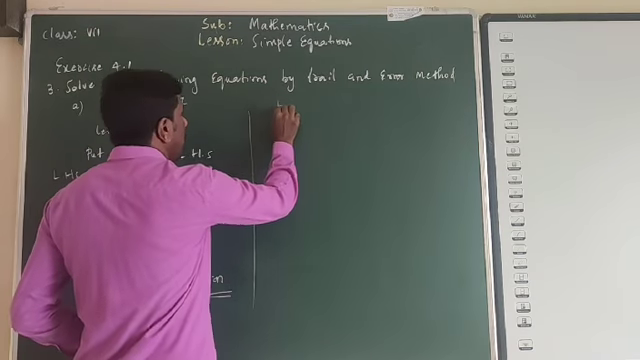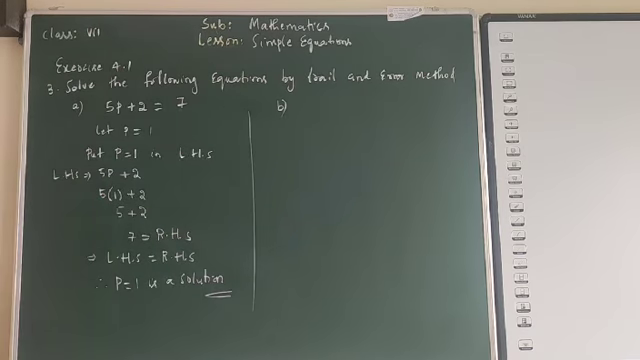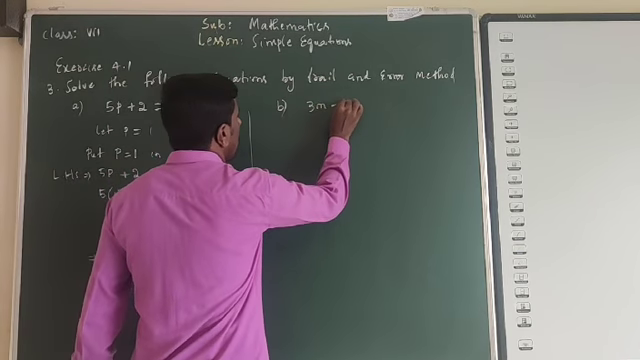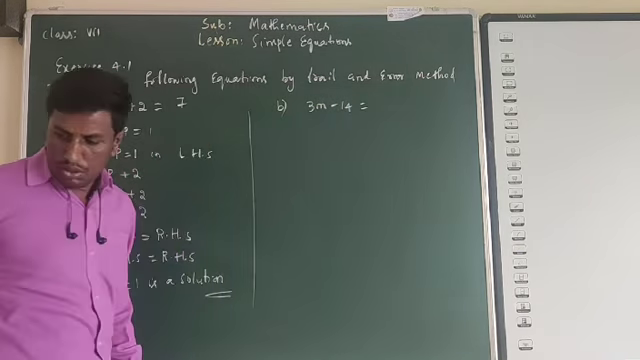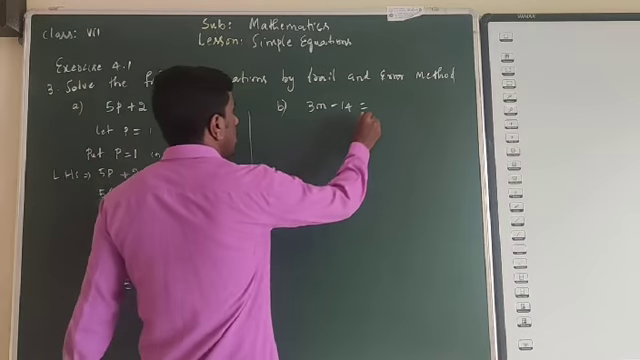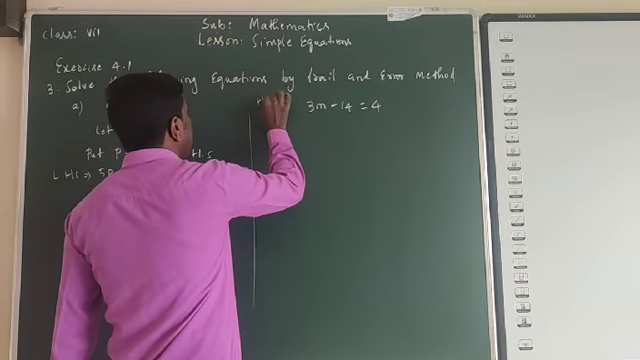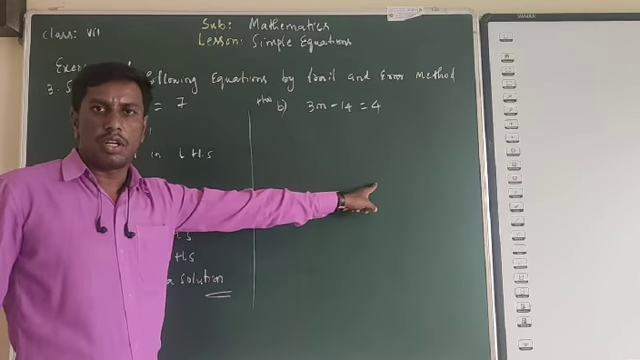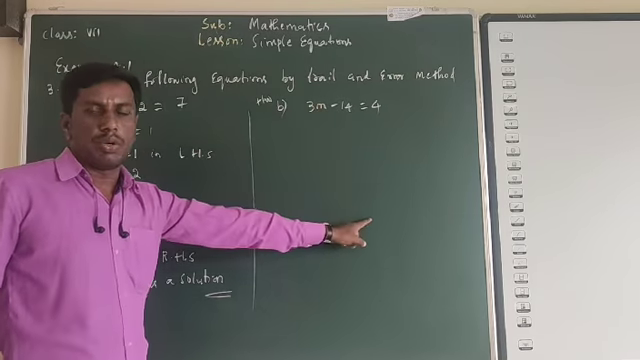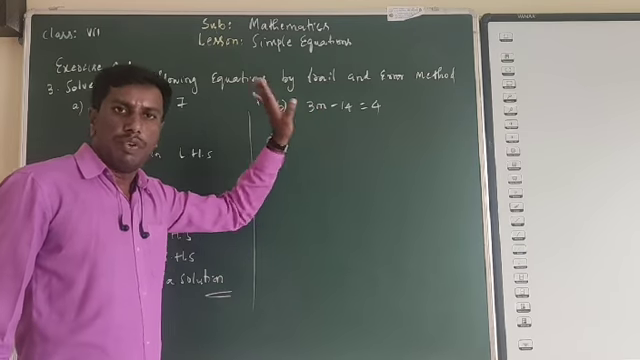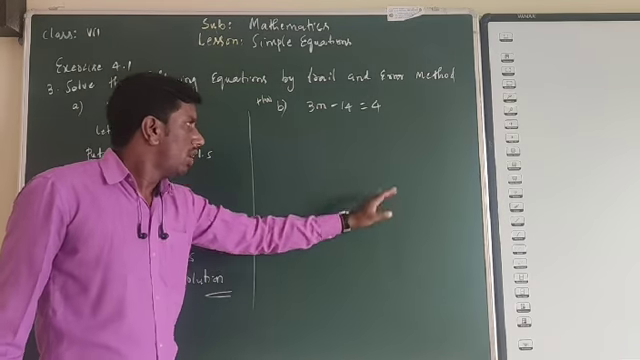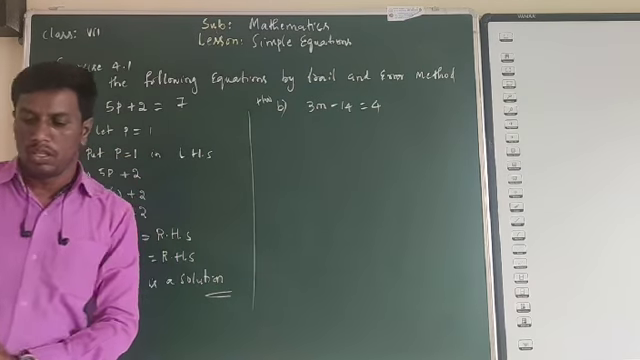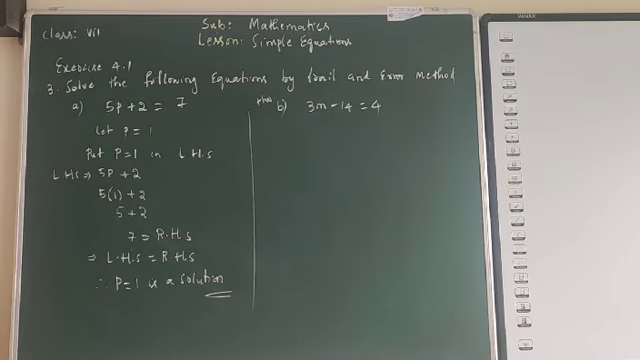I will give you one more question that you need to do as homework. 3m minus 14 is equal to 4. This is the homework for you. Again, the same type of method. Put m is equal to 1, check whether LHS is equal to RHS or not. Put m is equal to 2, check it out. Put m is equal to 3, check it out. Where you are getting LHS equal to RHS for the value of m, that value will be the solution. So do that. This is the homework for you.